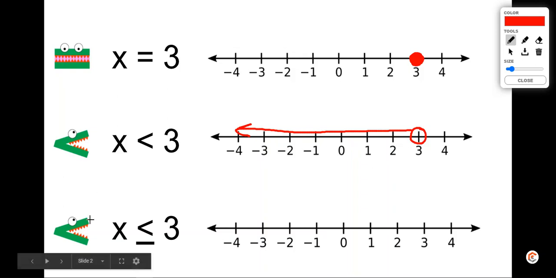Okay. For our next alligator, he is interested in anything that is less than or equal to 3. So this alligator is even less picky. Not only will he eat anything that is less than 3, so all of these numbers, but he'll also eat the number 3 itself. So some different levels of picky alligators.